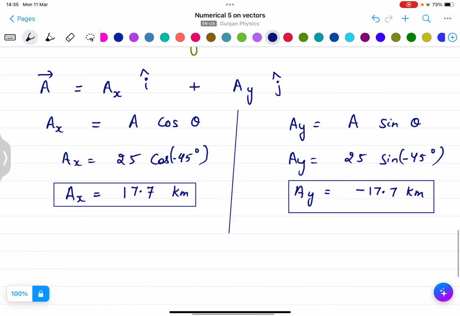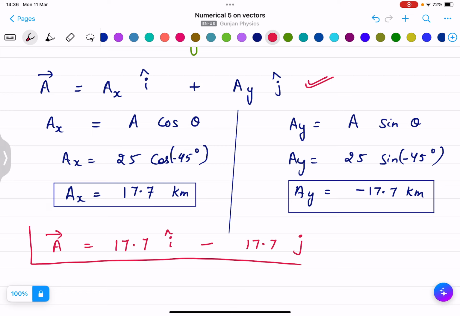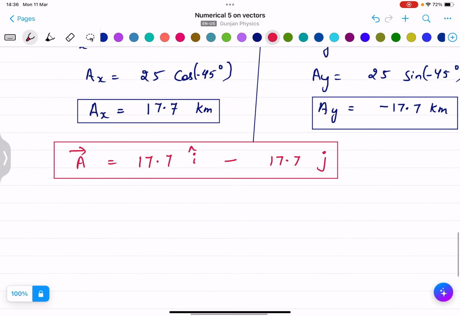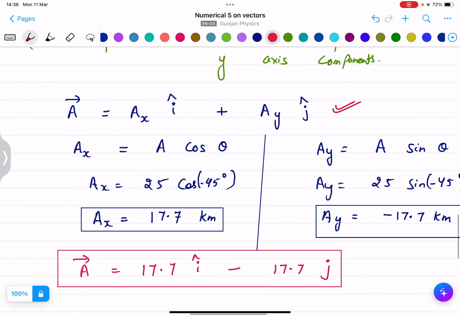Now the total vector A, if I need to write the A vector, then from this equation I will write AX, that means 17.7i minus 17.7j. So this is my resultant A vector. Okay. Now we need to calculate the same thing for the B vector.